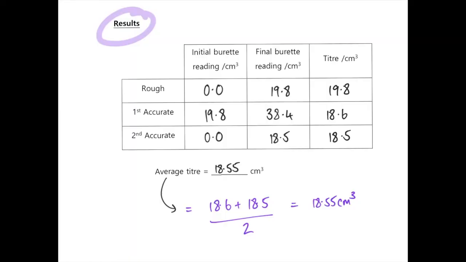So now that you've watched the video of me demonstrating this practical, please make sure that you have the results table at the bottom of page 25 filled in, so you can pause the video if you need to. And at the bottom, you can show your working out of how you calculate the average titer. That's calculated from the two accurate titers. We ignore the rough titer and we calculate the average from the two accurate titers. So make sure you ignore the rough. And we will be using this average titer now to calculate the concentration of our sodium hydroxide solution.